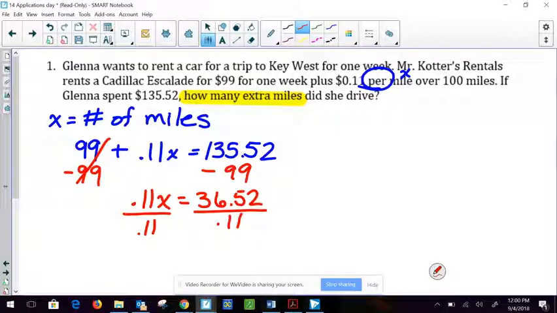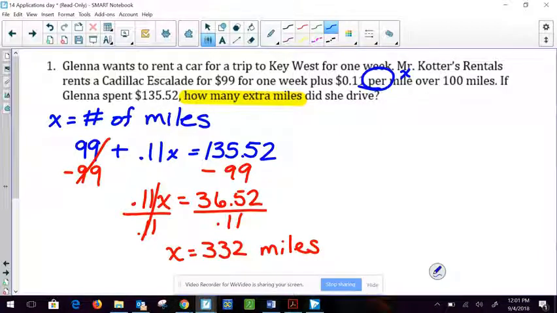Really carefully watch your decimals here, because one wrong decimal in the calculator can make your answer off by a whole decimal place or more. When you divide that out, you get 332. Again, make sure you are saying miles with it. You have to make sure you label your answers.